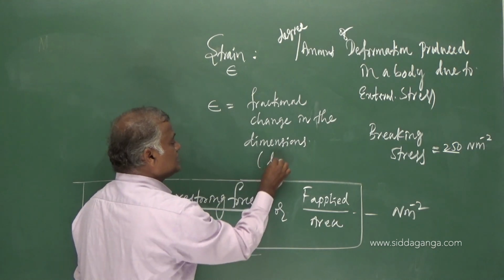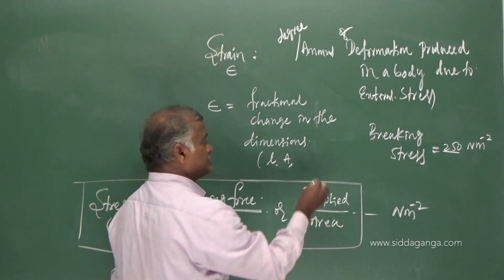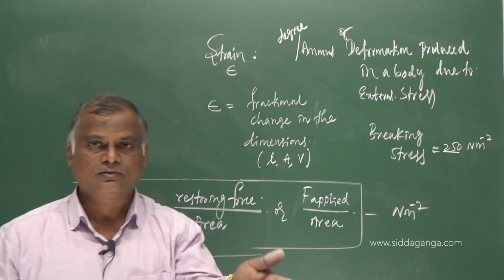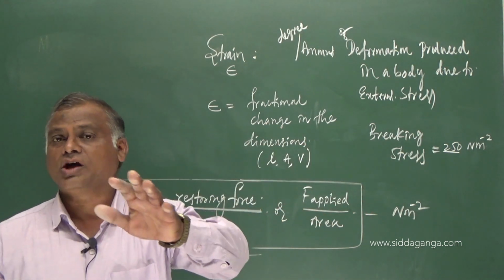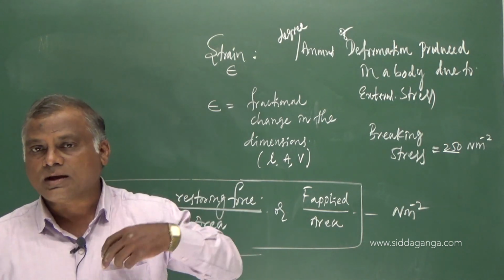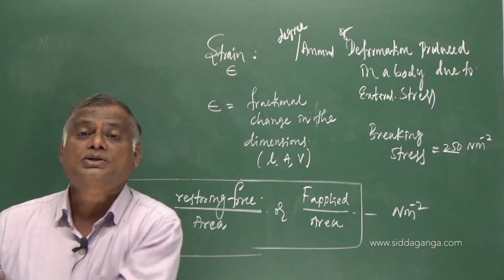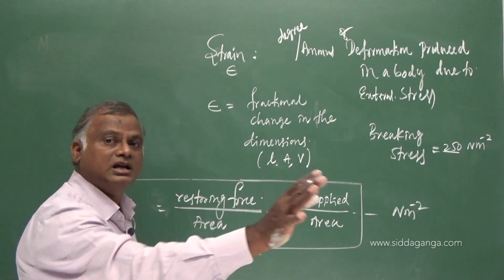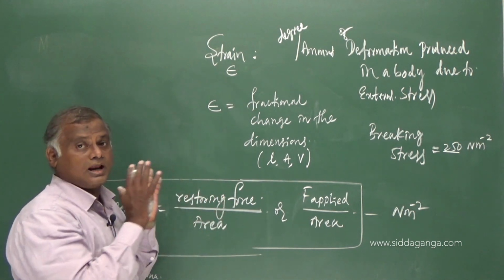Dimensions means length may change, surface area may change, volume may change. When length changes, definitely breadth will change, area will change, and correspondingly there is a change in volume. But depending on the direction in which we apply a force, we have different types of stress and corresponding strains. Let me study them one by one in detail.